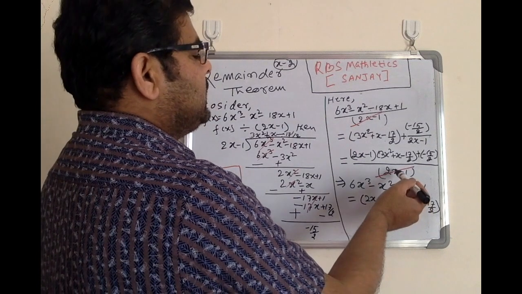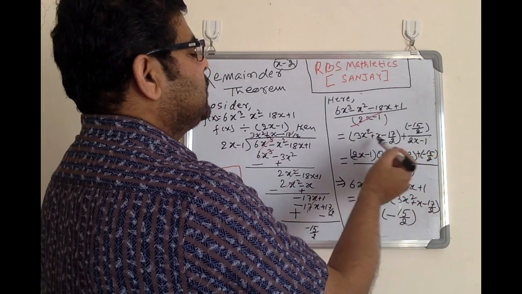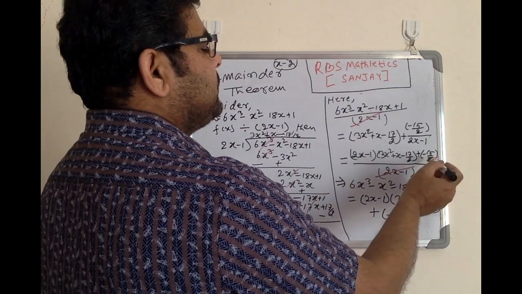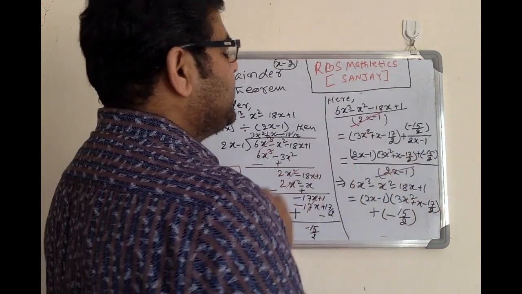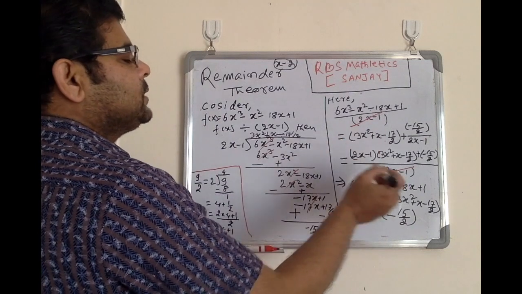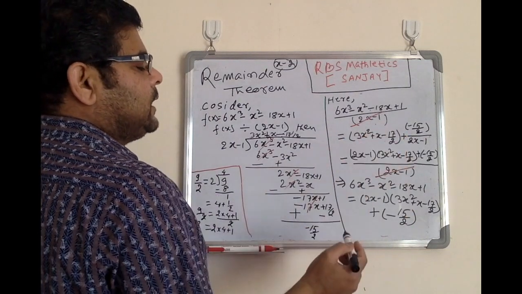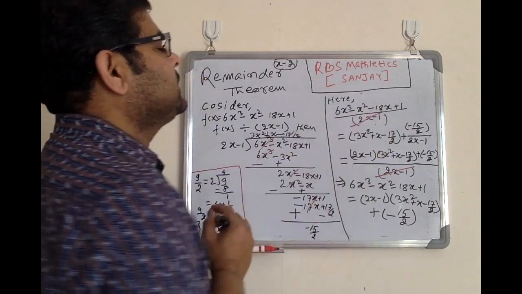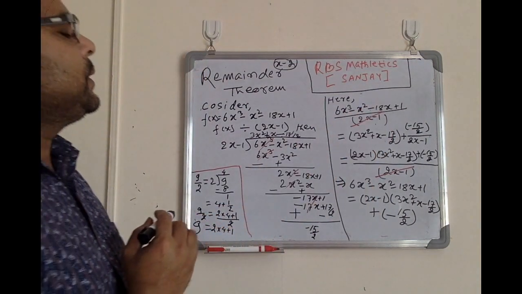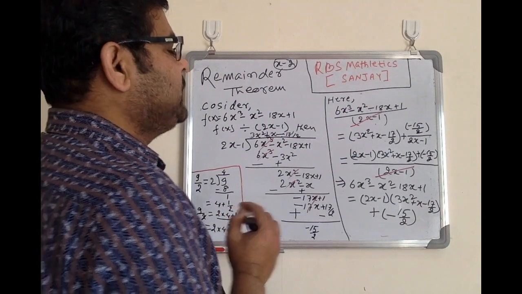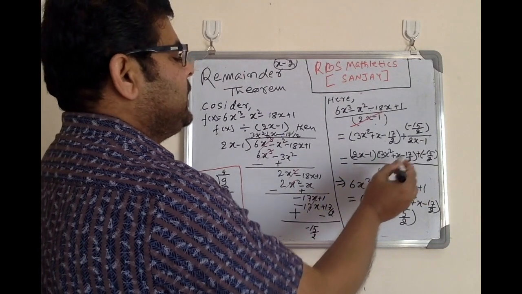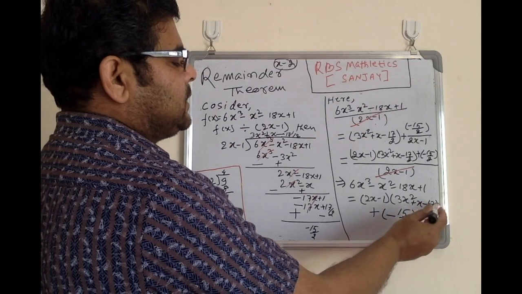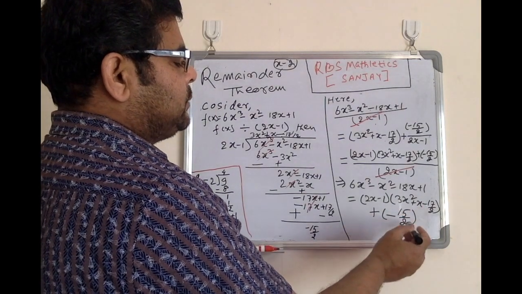Now I am taking the LCM. If I take the LCM, it will multiply over here, and at this part we are left with negative 15 by 2. Now comparing both sides, these two terms have been cancelled. So our f(x), 6x cubed minus x squared minus 18x plus 1, can now be expressed with this denominator, that is 2x minus 1, times 3x squared plus x minus 17 by 2, plus minus 15 by 2.